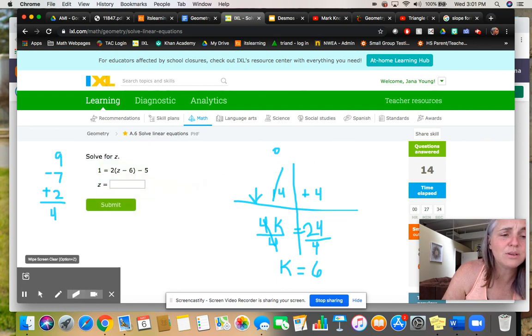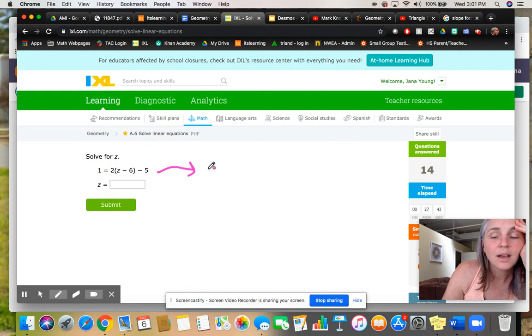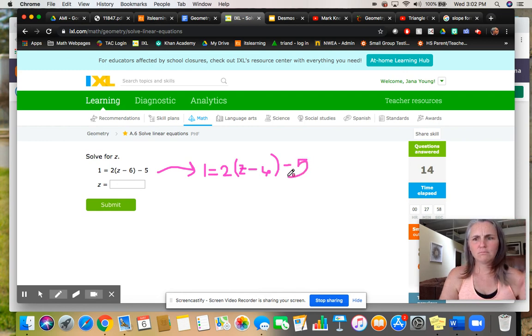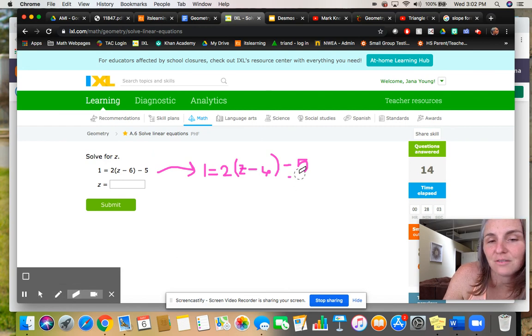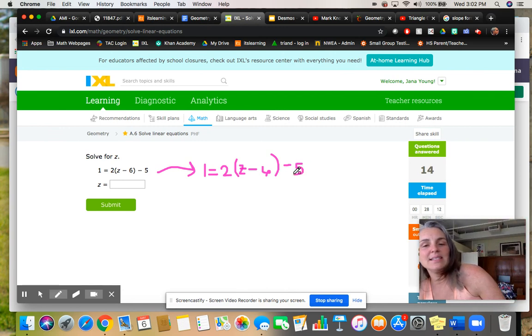Another distributive problem. I don't really like this pale blue. What do y'all think? How about that color? Magenta or something like that. Okay, it just looks purple. Okay, looking at 1 is equal to 2 times (z minus 6) minus, oh, minus 5. That 5 is too fabulous. Let's fix him. Okay, minus 5. There we go. All right, 1 equals 2 times (z minus 6) minus 5.